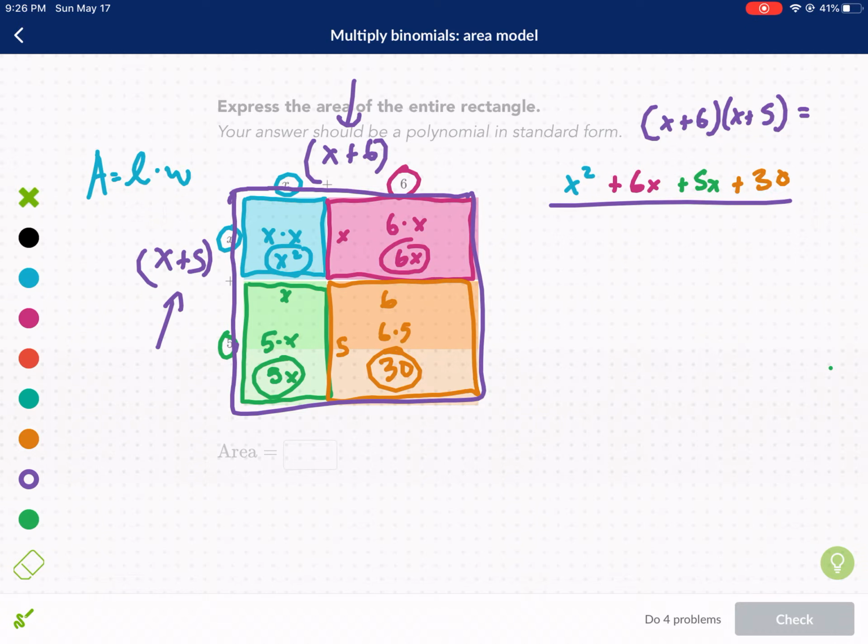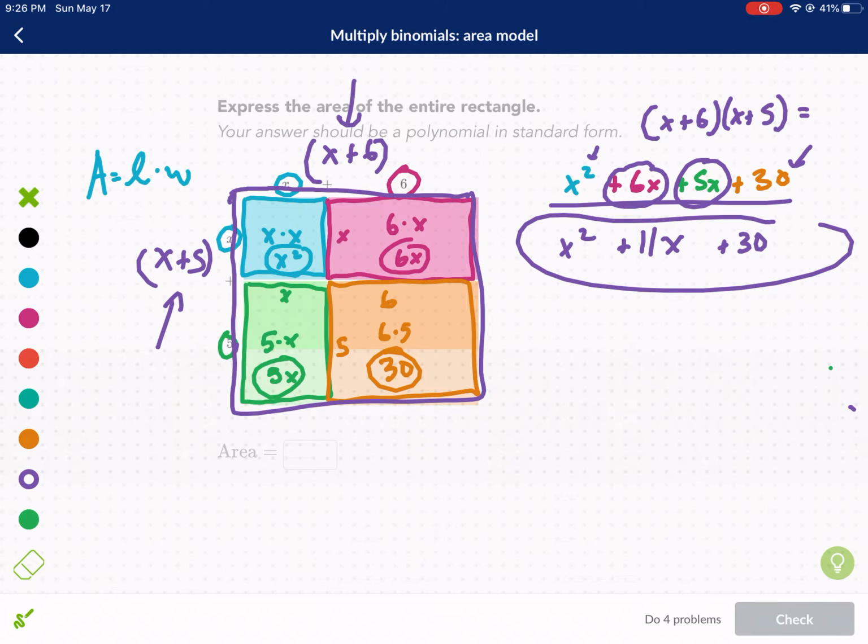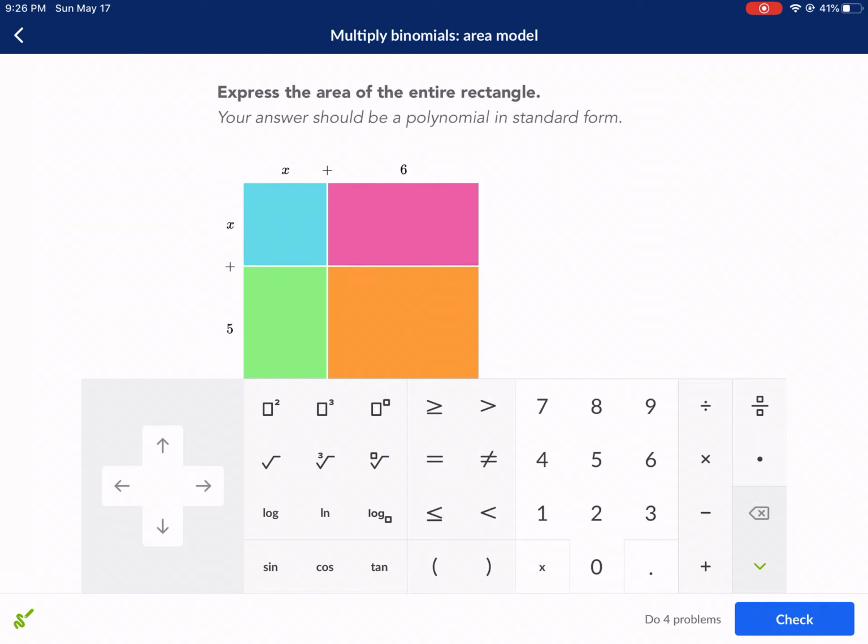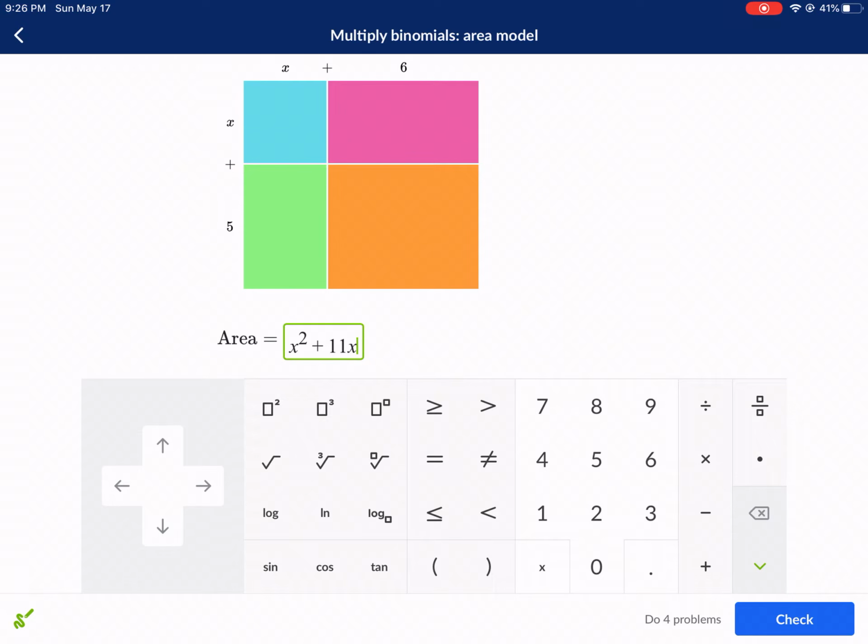Now, almost always, you're going to have to combine like terms. We have a 6x and a 5x. Those are the only ones that are like terms because they have the same variable to the same power. There's no other 30, which is a 0 power of x, and there's no other second power of x, so we're going to leave those alone. The only ones we combine are 6x and 5x, and we get 11x. So our final answer is x squared plus 11x plus 30.